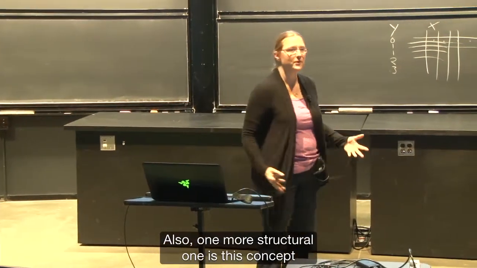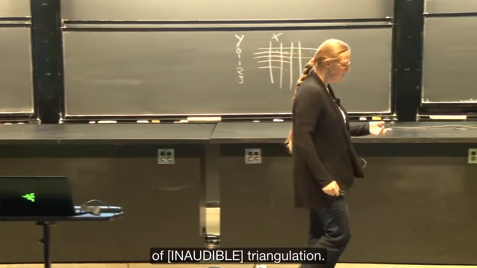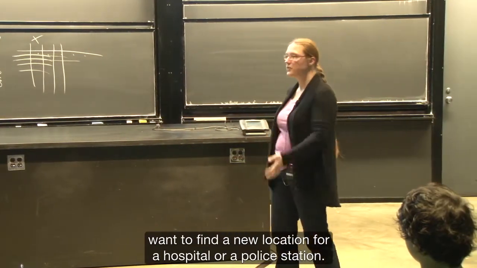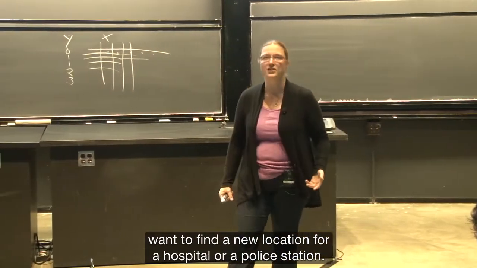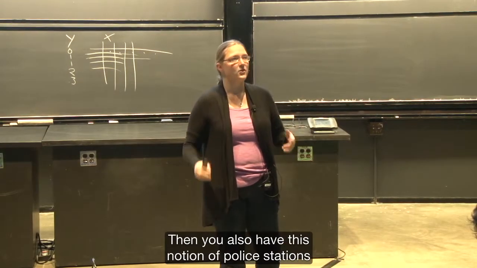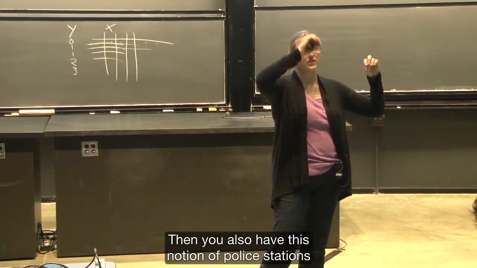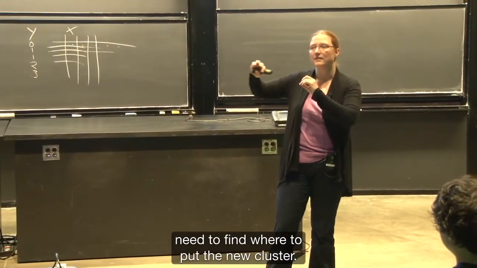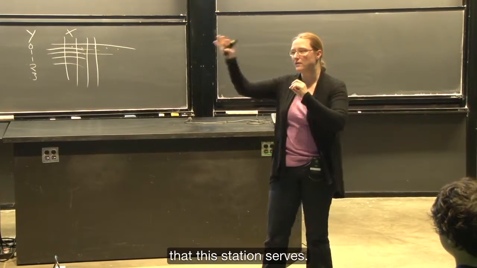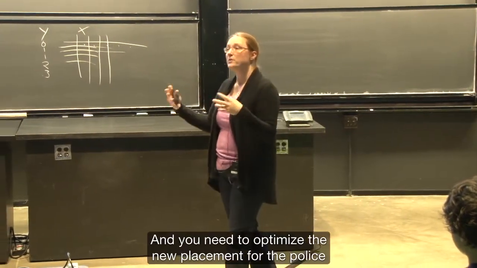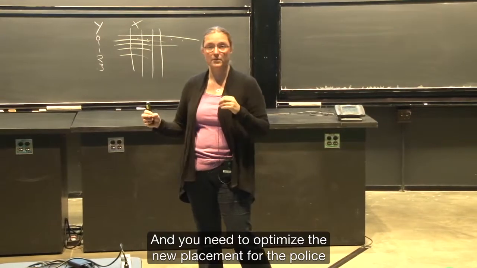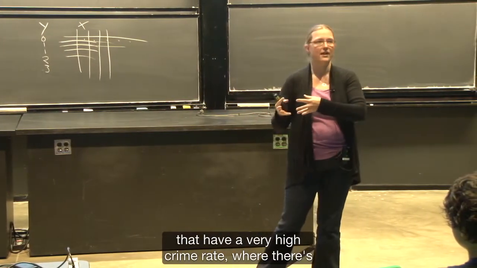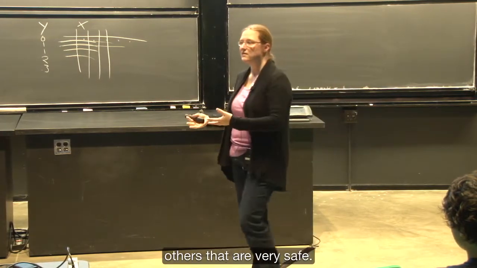Also, one more structural one is this concept of Delaunay triangulation. So let's say you have a map and you want to find a new location for a hospital or police station. You want to optimize it. Then you also have police stations that already are somewhere, and you need to find where to put the new cluster, and the cluster is basically the region around it that this station serves. And you need to optimize the new placement for the police station. And you might have weights, right, on areas that have a very high crime rate, versus others that are very safe.